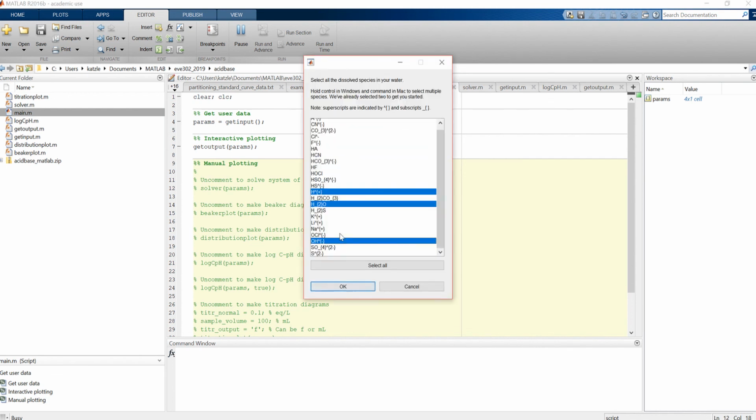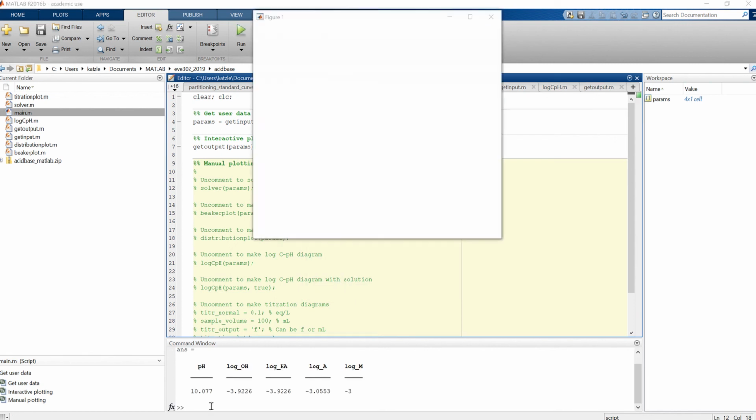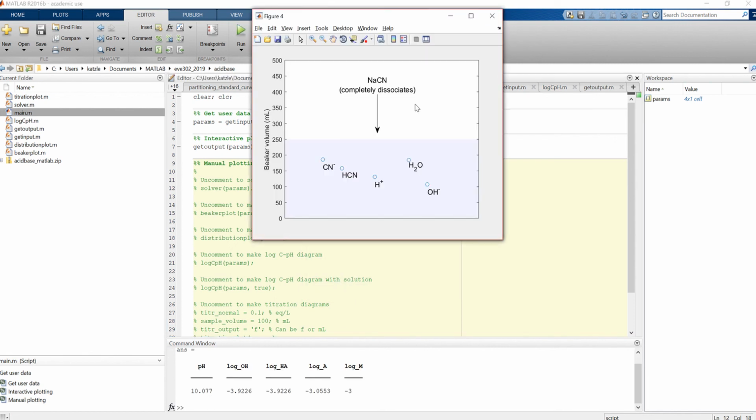We hit OK. Again, OH, H2O, and H plus show up. Holding the control key, we can add HCN and CN minus. We hit OK, and now our solver solution and our 4 plots appear. Sodium cyanide completely dissociates, so it does not appear at equilibrium in our solution, and the species we have are CN minus, HCN, H plus, H2O, and OH minus.